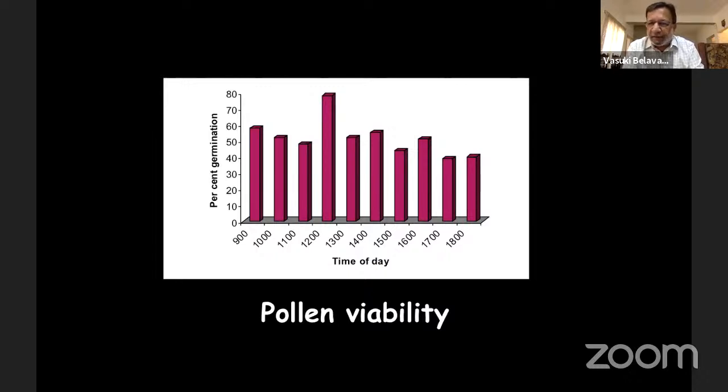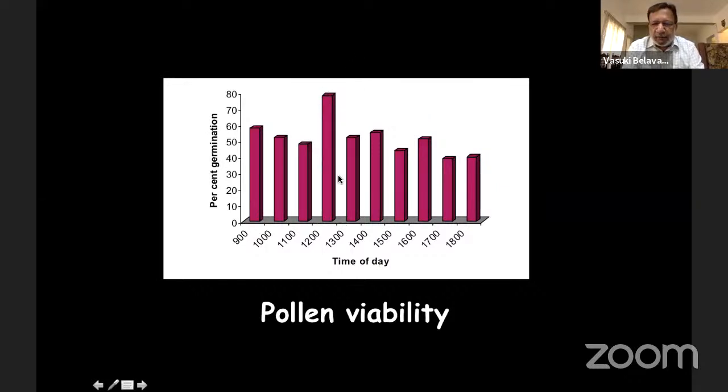Several hundred flowers we had covered like that. And then every 2 hours, we used to get fresh flowers, all of these closed flowers, and then we used to take out the pollen and then put it for germination. So we found that the pollen is viable almost throughout the day, and maximum germination occurs, or maximum viability we found, around 12 noon.